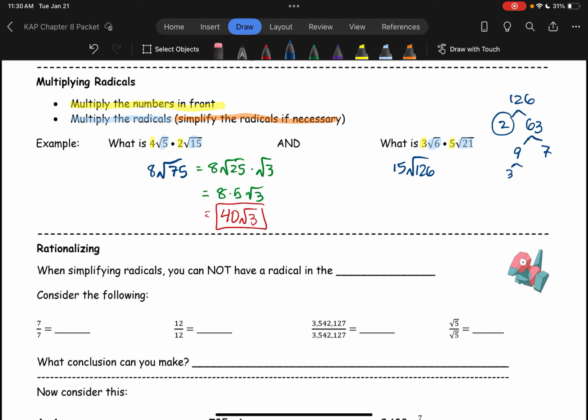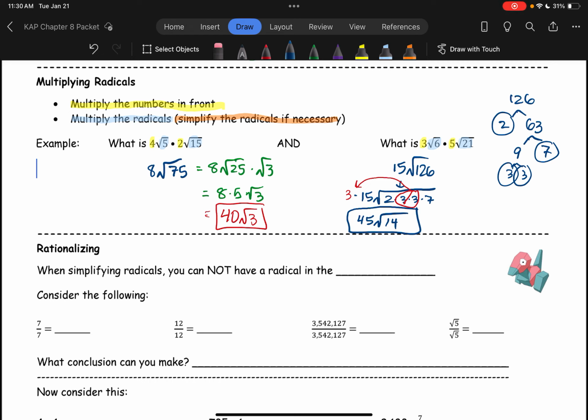9 can be broken down into 3 times 3. And then 7 is prime. So as we rewrite this, this becomes 15 times the square root of 2 times 3 times 3 times 7. I see that I have a pair of 3's here, right? So this is really just the square root of 9, which is 3. That's the reason why we just pull a 3 out. And what we're left with here is 3 times 15 out in front, which is going to give us 45. And underneath the square root, we have 2 times 7, which is 14. So our final answer here in simplest form would be 45 square root of 14.